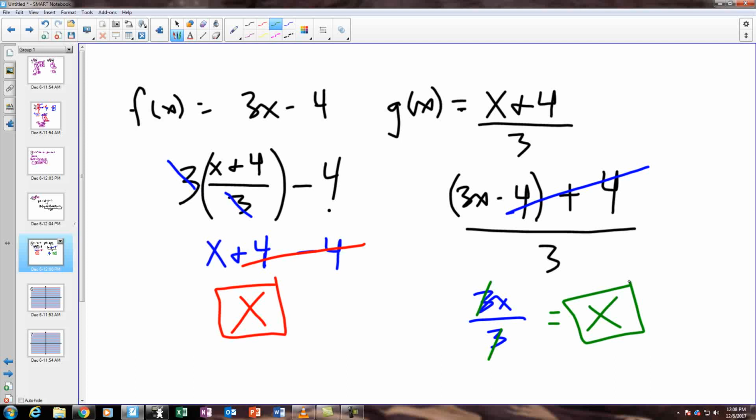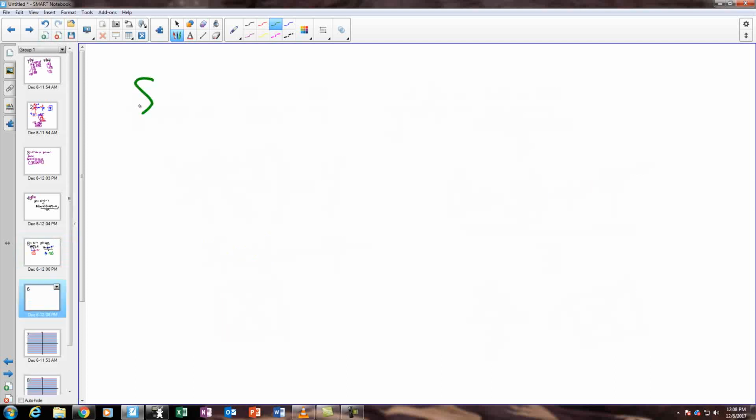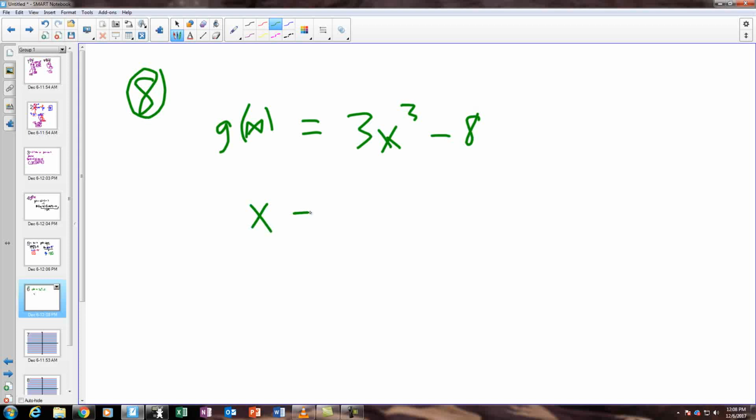From there we go to question number 8, where you're asked simply to find the inverse of g of x equals 3x cubed minus 8. So the rule for finding an inverse is that we switch x and y. So this simply becomes x equals 3y cubed minus 8. And now we need to solve for y.